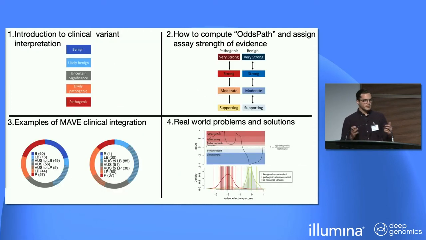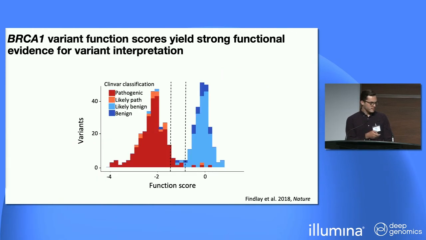So given that, we actually applied this framework to variants from clinical genetic testing. And the first example of this is the BRCA1 saturation genome editing data. So again, I'm showing you function scores from this assay plotted along the x-axis, and variants are now colored by their actual ClinVar classifications, where pathogenic are red and benign are blue.